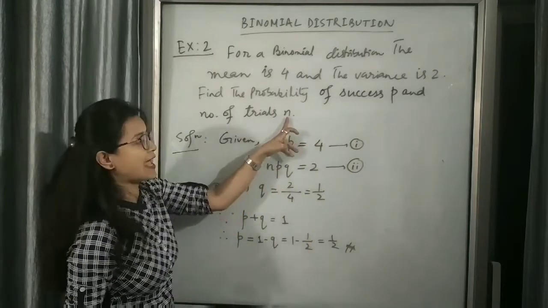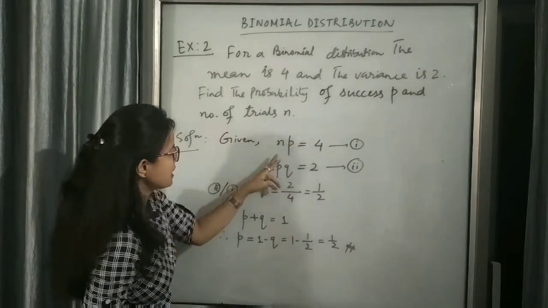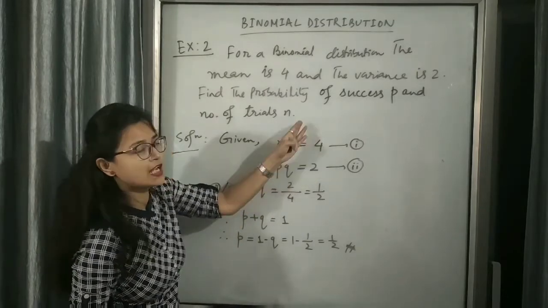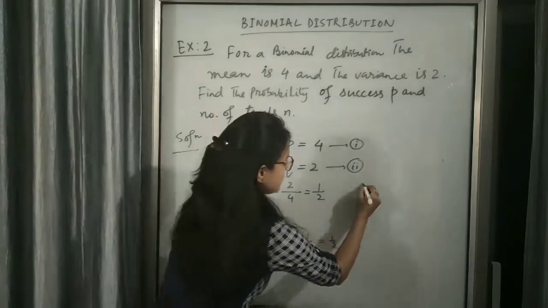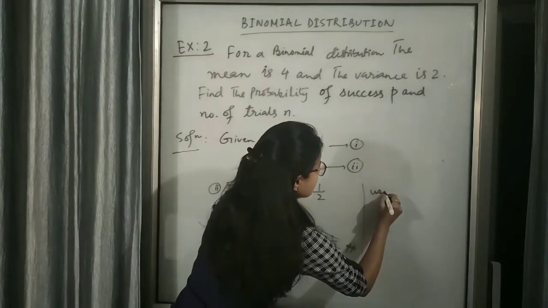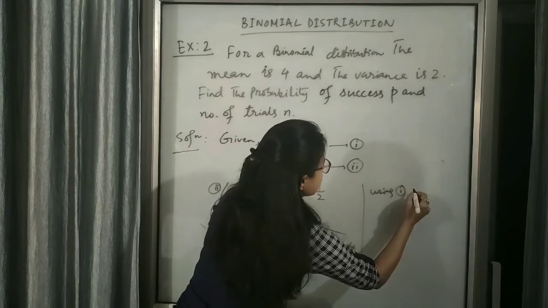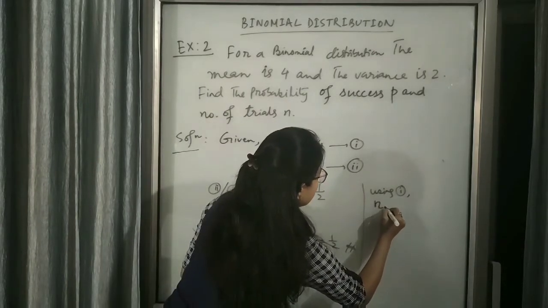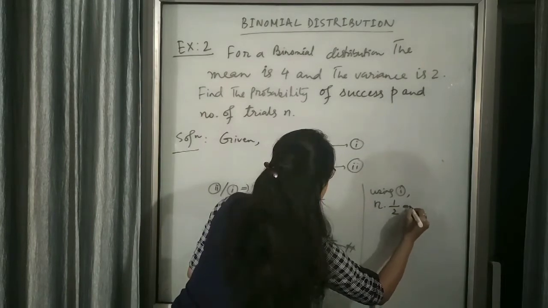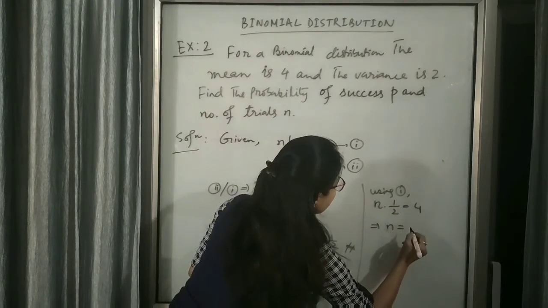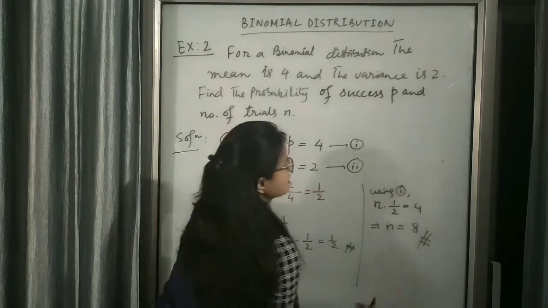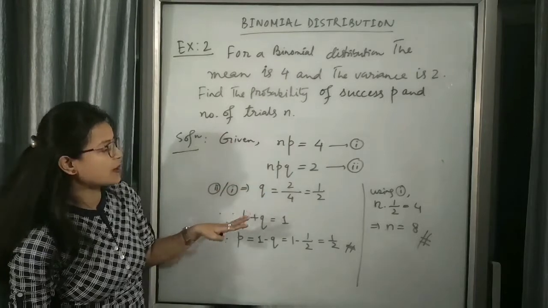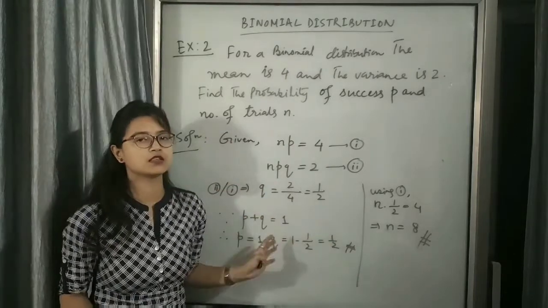Another value, n, to find: n is involved in the first condition as well as in the second condition, so we can use any one of these. Using the first condition, n into half is equal to 4. So n is equal to 8. So when the mean and variance are given, to evaluate p and the number of trials, we can do it this way.